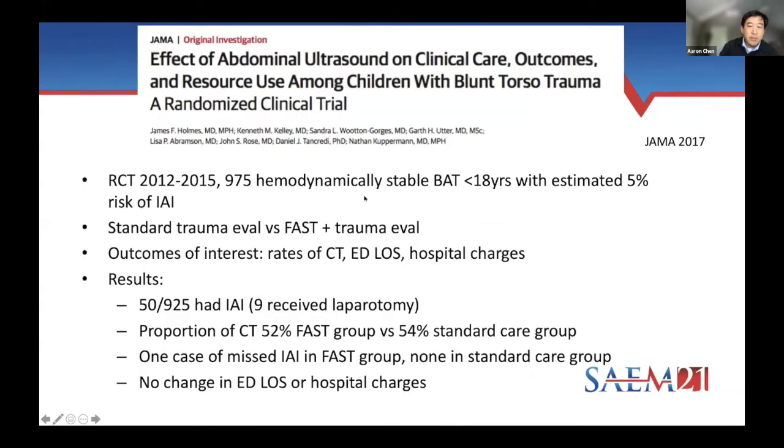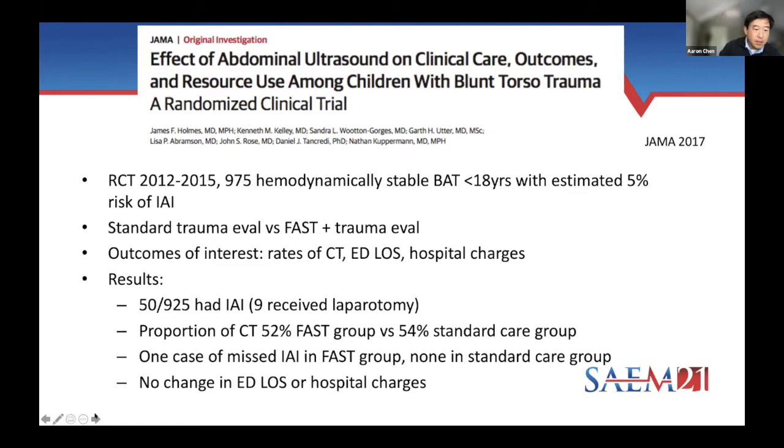Many of you are probably familiar with this study that came out in JAMA a few years back. It was a single center study, but it was a randomized controlled trial looking at close to 1,000 kids with stable blunt abdominal trauma. They compared standard trauma evaluation versus a FAST plus trauma evaluation, and basically found no significant difference in rates of CT usage, ED length of stay, hospital charges, et cetera.